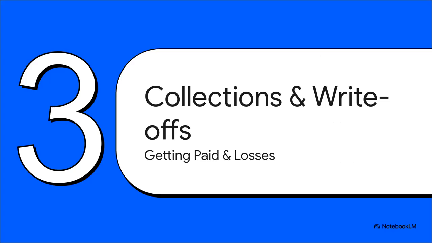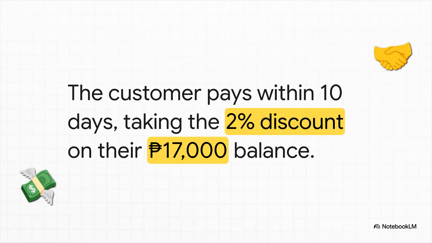All right, on to our other key deductions. Let's talk about what happens when we get paid, the best part, and also the not-so-fun part, what we do when we realize some of that money is just never coming. So, let's jump back to our scenario. The customer is smart. They want to pay quickly to get that 2% discount. Now remember, they already returned 1,000 pesos of stuff, so they really only owe 17,000 pesos now.